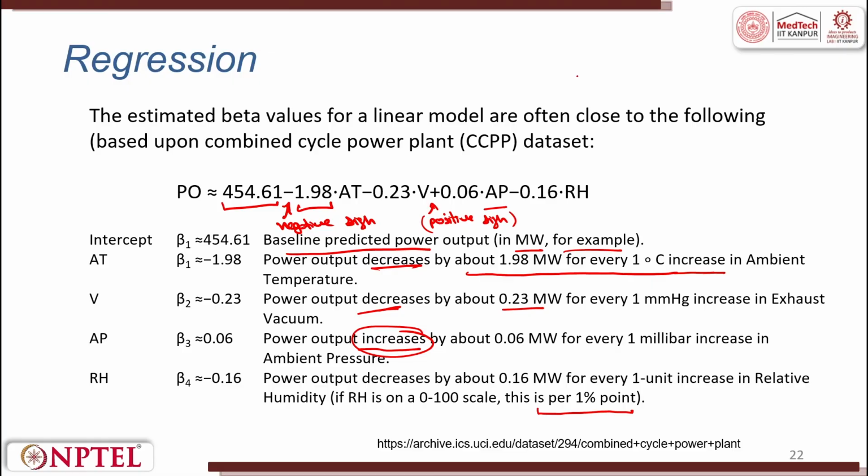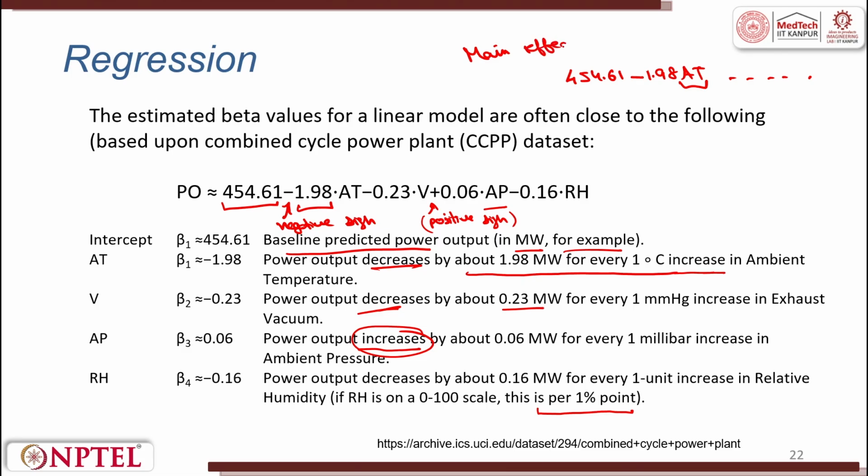If relative humidity is on a 0 to 100 scale, this is per 1% point. I am not going into more details of regression models itself. There are combination factors as well. For instance, this is just the direct or main effects which have been given. For instance, if it is 454.61 minus 1.9880 and so on, these are all main effects.